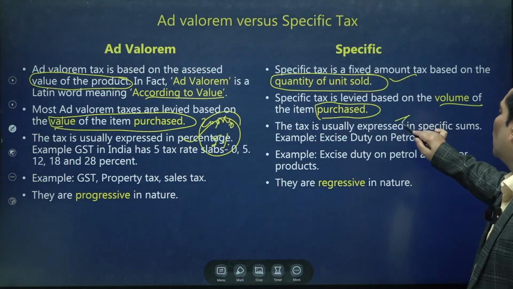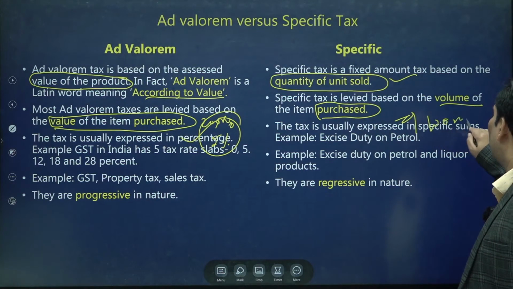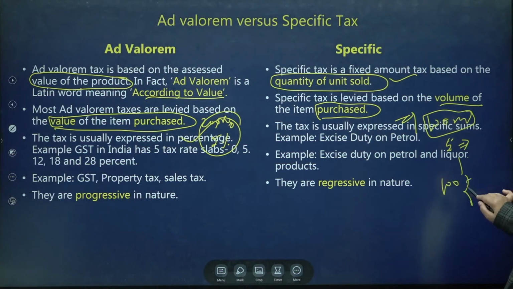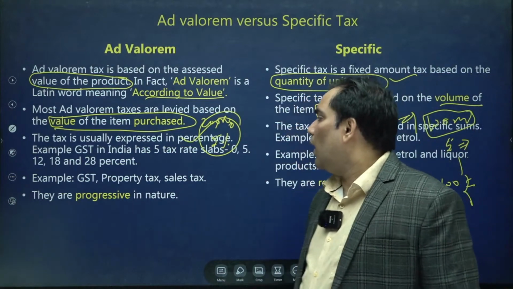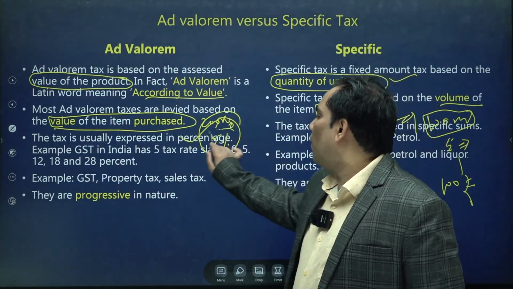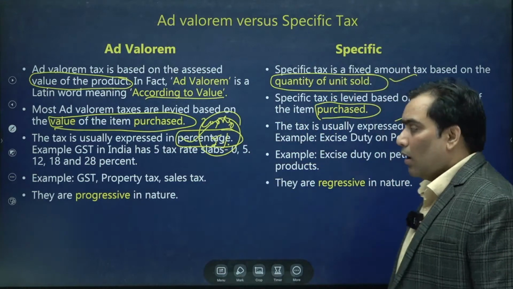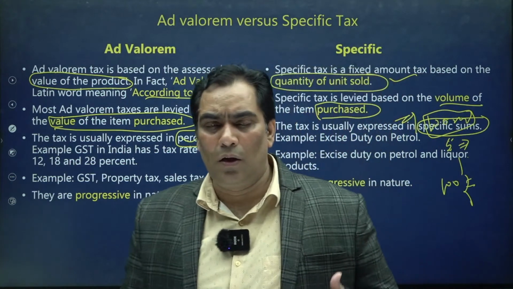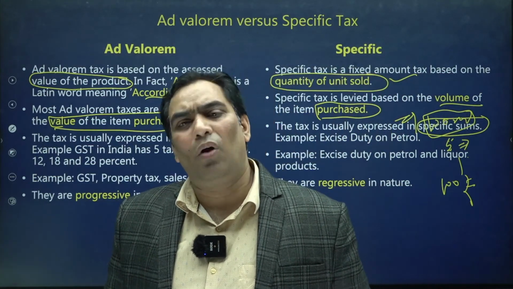Volume means, suppose you purchase 100 meters of cloth, and there may be 5 rupees per meter or 1 rupee per meter, so you have to pay 100 rupees. These taxes are generally expressed in the form of percentage, we already discussed. Ad valorem taxes are expressed in the form of percentage, whereas specific taxes are expressed in specific sums, that may be per meter, per kilogram, or per liter, whatever it may be.